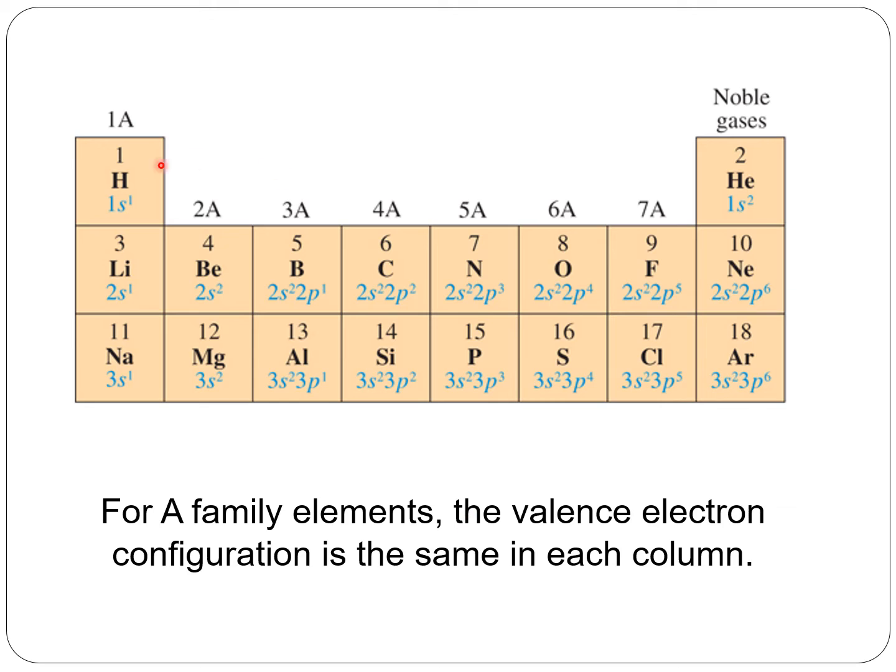So for a family of elements, the valence electron configuration is the same. For example, from period number 2: 2s1, 2s2, 2s2 2p1, 2s2 2p2, 2s2 2p3, and so on, until it fulfills the octet at 2p6. For period number 3, we have 3s1 up to 3s2 3p6. So if we fill the octet of s and p, both will give 8 valence electrons.